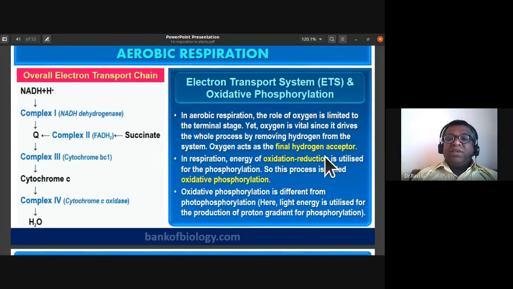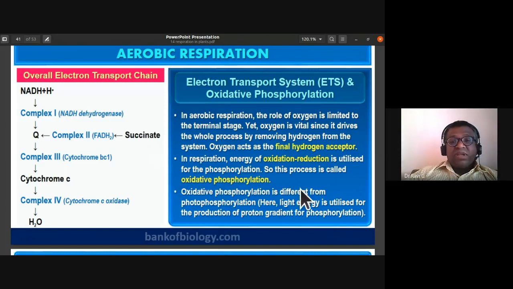Oxygen acts as the final hydrogen acceptor to form water. In respiration, the energy of oxidation reduction is utilized for phosphorylation, that is synthesis of ATP. This process is called oxidative phosphorylation.